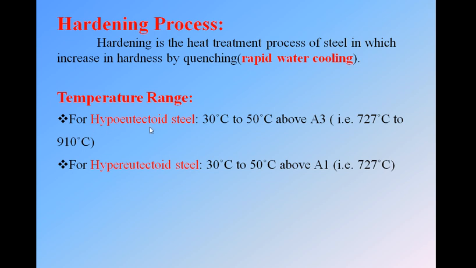Now the temperature range. Here we have divided it into two things: for hypoeutectoid steel, meaning steel from 0 to 0.8% carbon, and for hypereutectoid steel, meaning from 0.8 to 2% carbon. For hypoeutectoid steel, it is heated above the A3 line by 30 to 50 degrees Celsius, that is above the 727 degrees Celsius and above the 910 degrees Celsius. And for hypereutectoid steel, it is heated above the A1 line by 30 to 50 degrees Celsius.